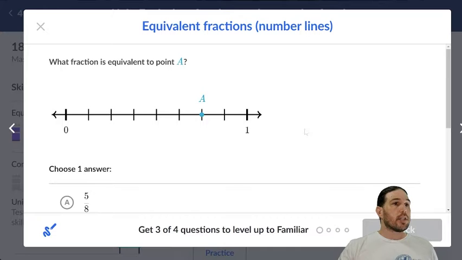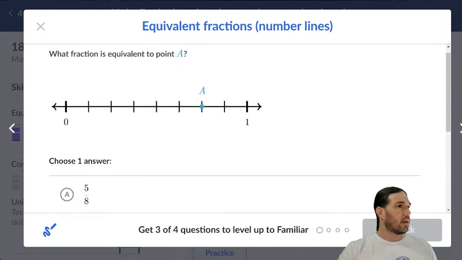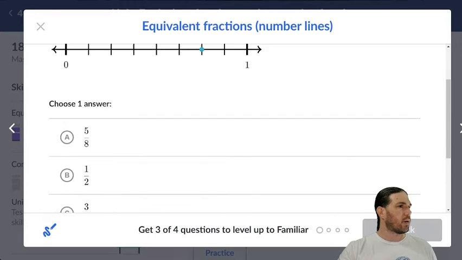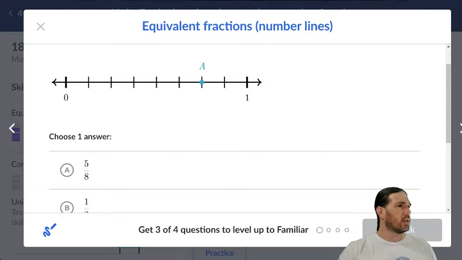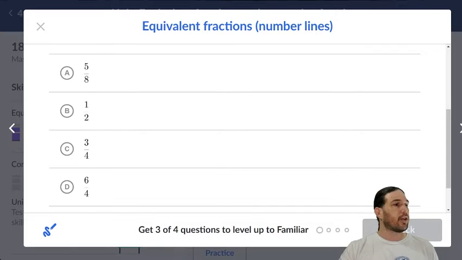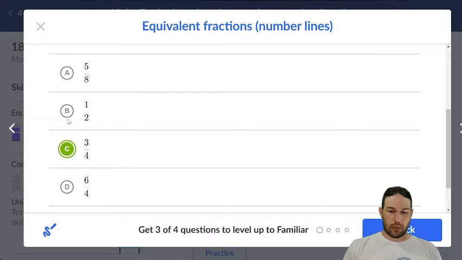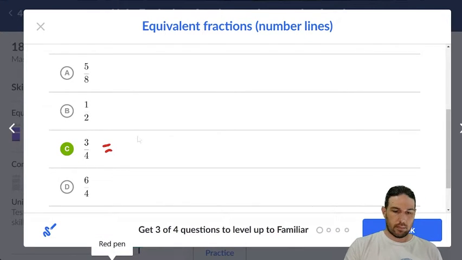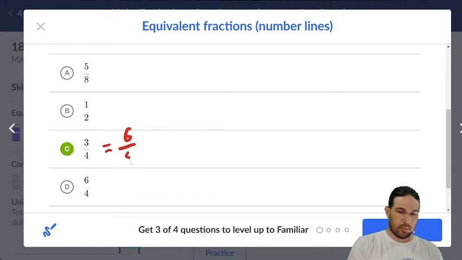Okay, so in this case, we are at 6/8. I thought it was 6/8. 1, 2, 3, 4, 5, 6/8. Yes. 6/8 is equivalent to 3/4. It does equal 6/8. Can you see how?